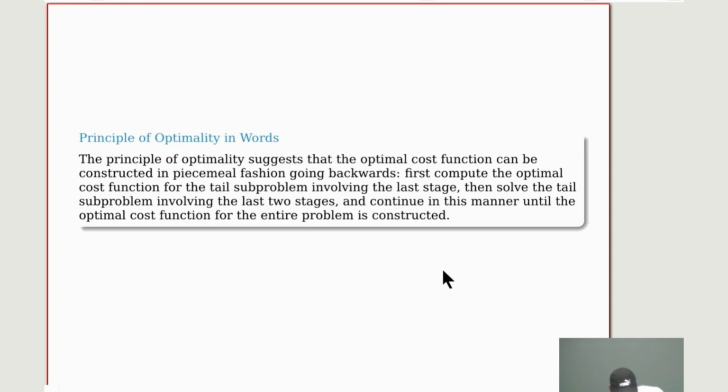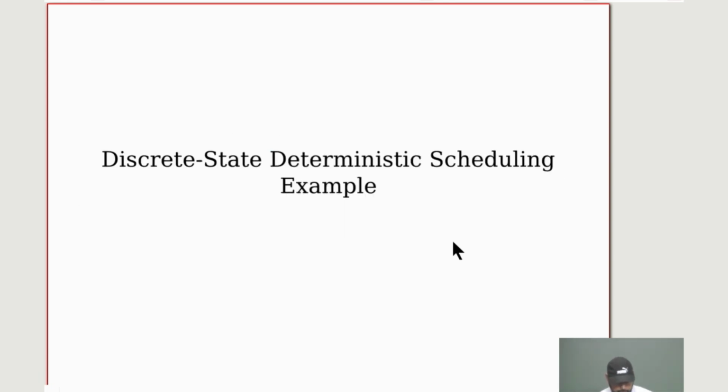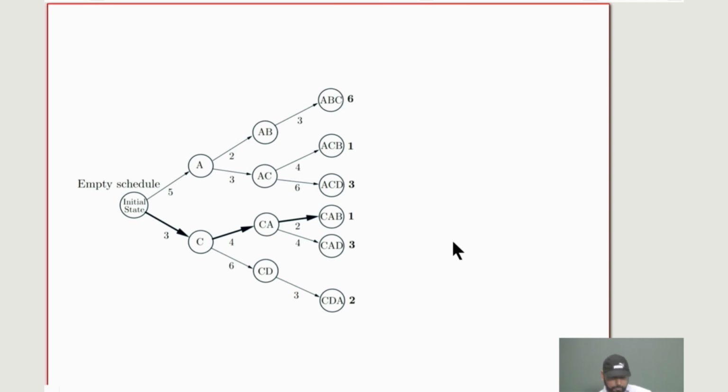So in words, the principle of optimality suggests that the optimal cost function can be constructed in a piecemeal fashion, going backwards. First, compute the optimal cost function for all tail subproblems involving the last stage, then solve the tail subproblems involving the last two stages, and continue in this manner until the optimal cost function for the entire problem could be solved. So this suggests that we can actually focus on the tail subproblems and go backwards. So if we look into this scheduling problem again, now, this is the scheduling problem, and costs are given as weights here.